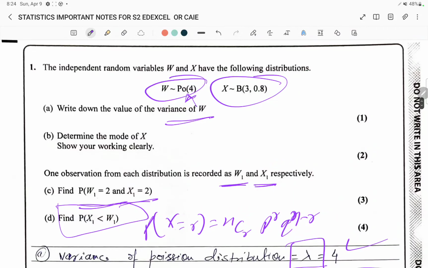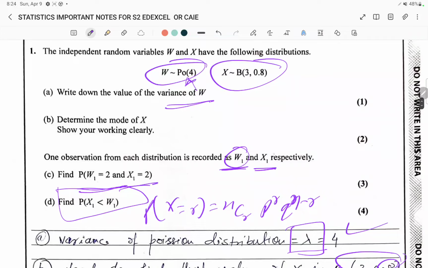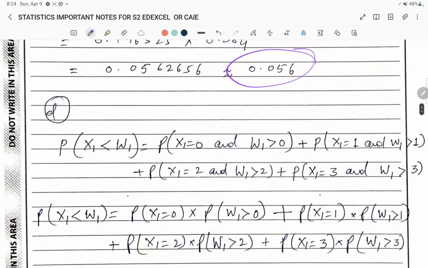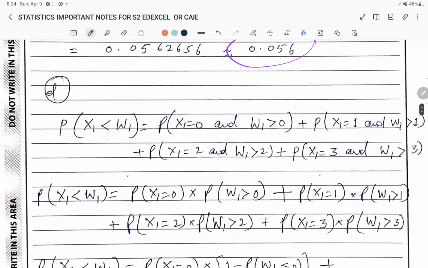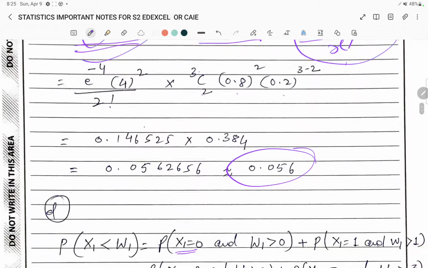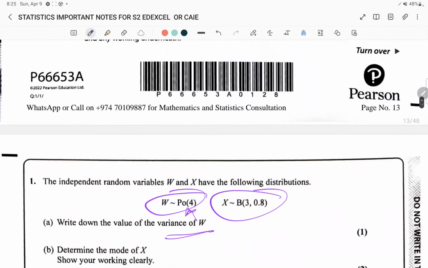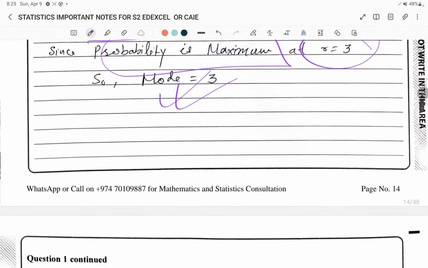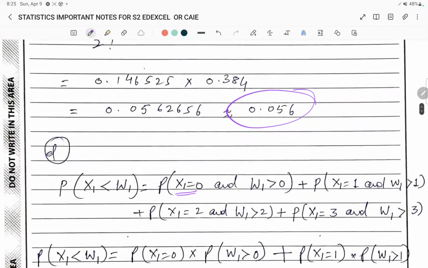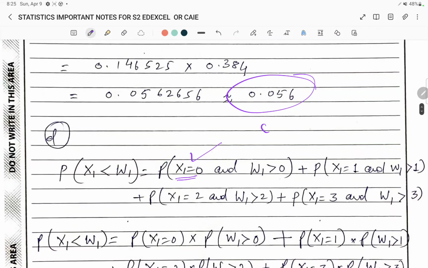Okay, now the next part is this. Find P of x1 less than w1. But what is w1, what is x1, it is not mentioned, but P of x1 is less than w1. So we have to make some cases. x is based on binomial. So if x is based on binomial, x1 can be 0 to a maximum of 3, right?